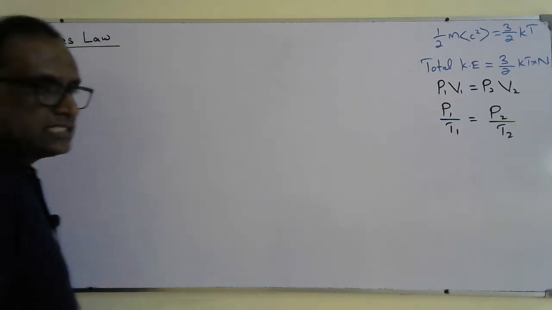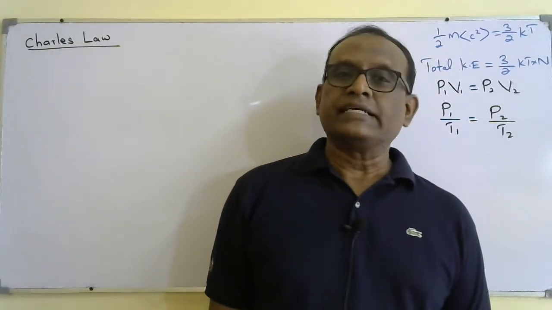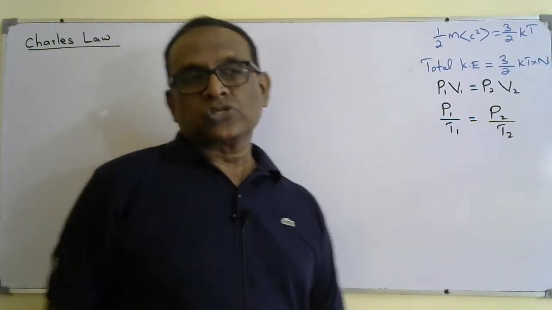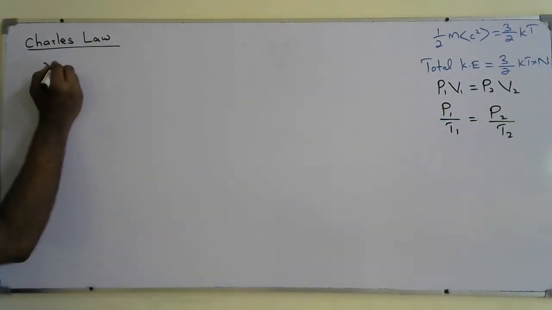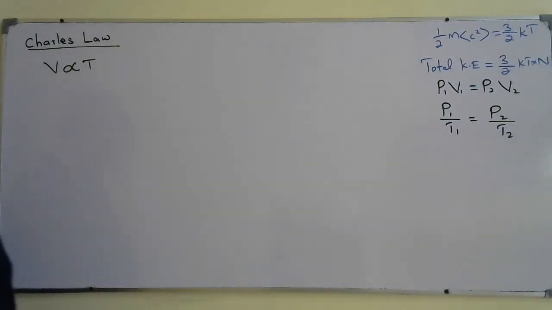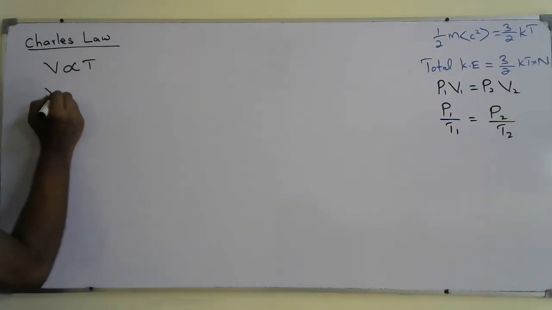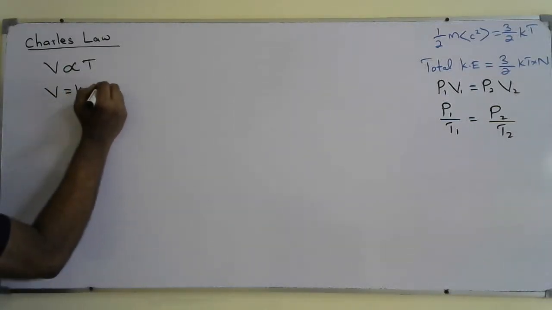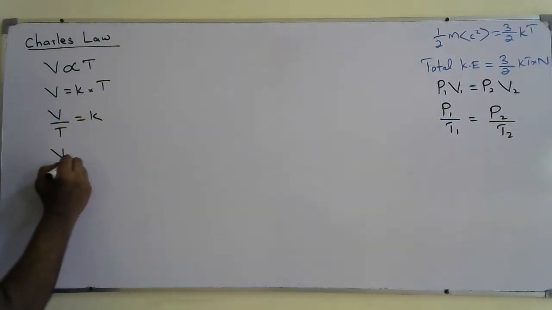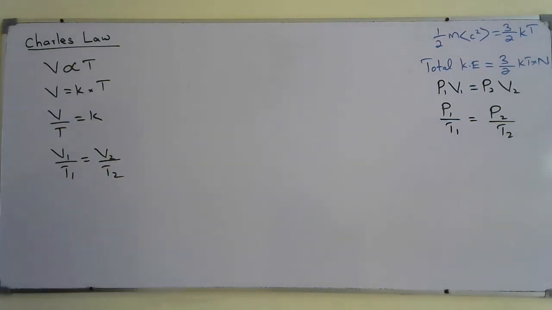Okay, Charles' law says for a constant mass of gas at constant pressure, the volume occupied by the gas is directly proportional to its absolute temperature. So V is proportional to T, for a constant mass and constant pressure. The T should be absolute temperature in the Kelvin scale. So V is equal to K into T, that is V over T is constant. That is V1 over T1 equals V2 over T2 when mass and pressure remain constant.